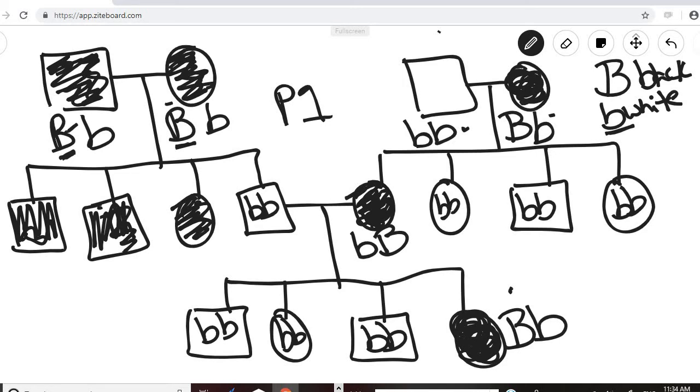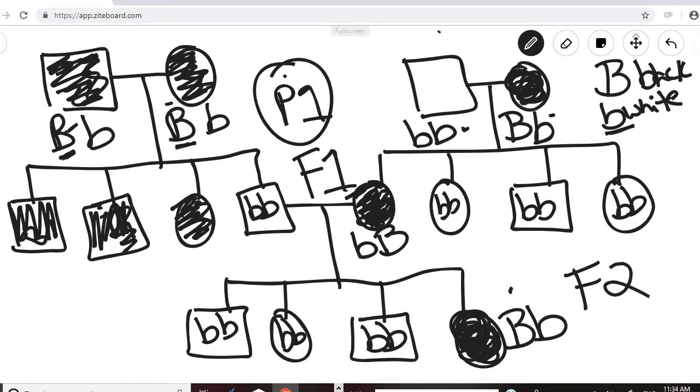So we can't say what the genotypes of these are by looking at the pedigree, but we can learn a lot about what the parents of the different generations look like. This is the parent generation. Then the next generation, where these mate, this is called the F1 generation, and then these are called the F2 generation. And you could keep going, and pedigrees can be quite extensive, but that's a kind of a simple one.